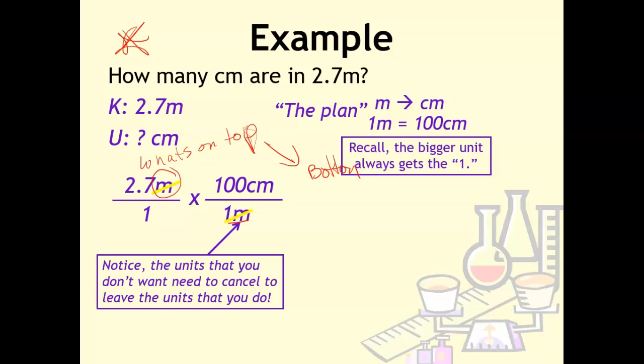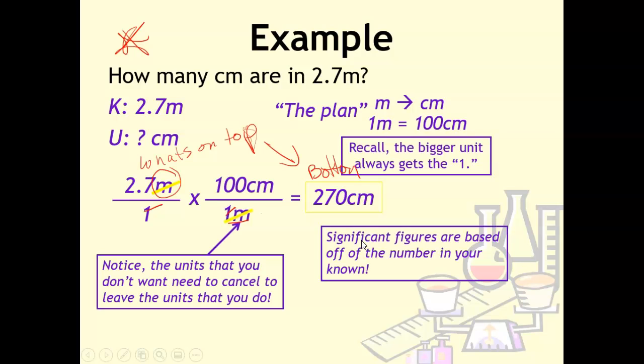You want to cancel out the units that match diagonally. That's why the m's get canceled out, the meters. And you're left with 270 centimeters because you multiply the top and you get rid of everything on the bottom. The ones cancel out and then you just multiply. Now, if there were numbers on the bottom, you would divide.